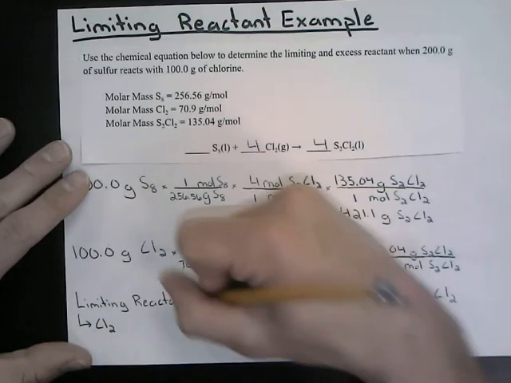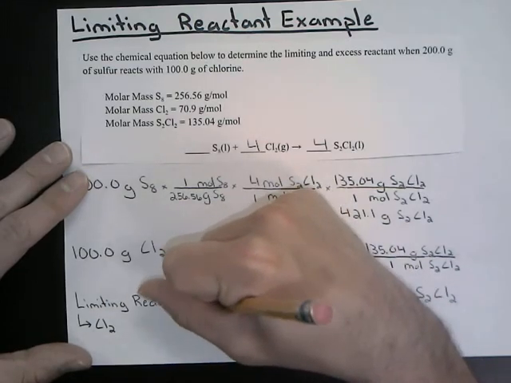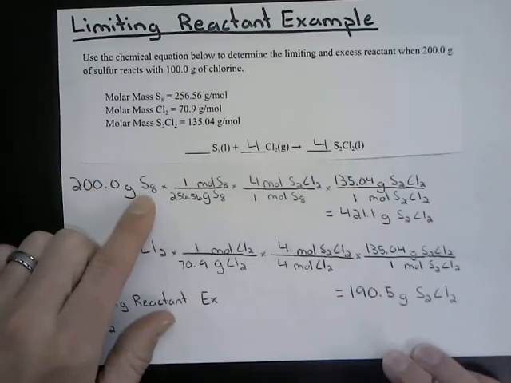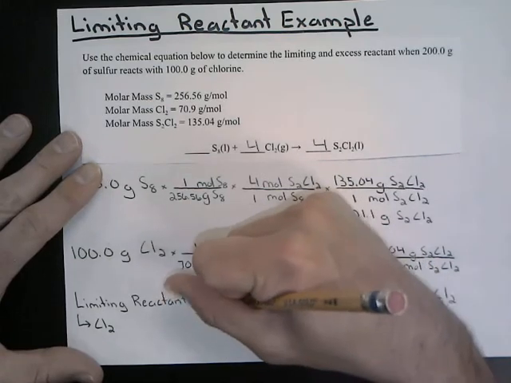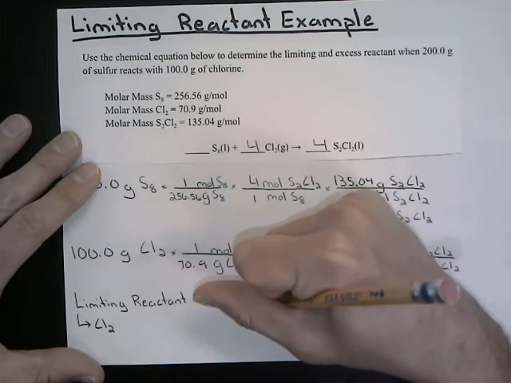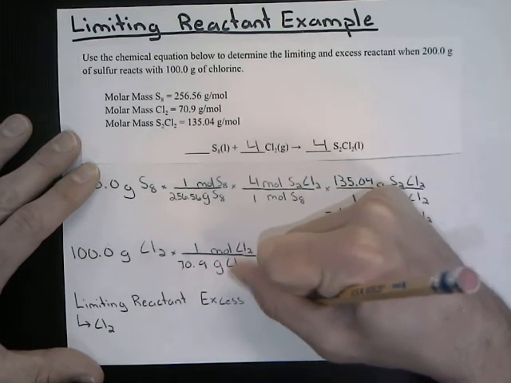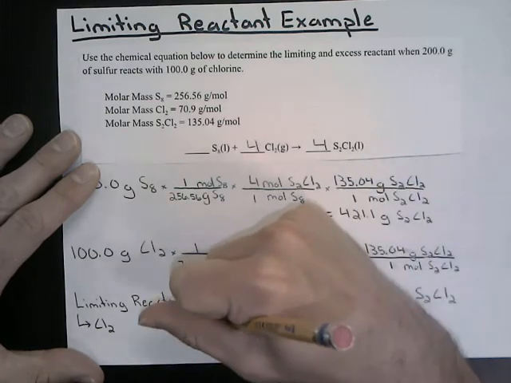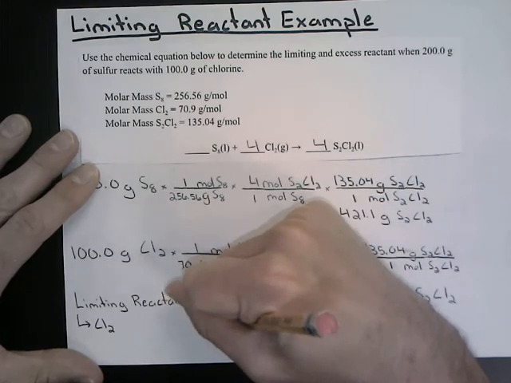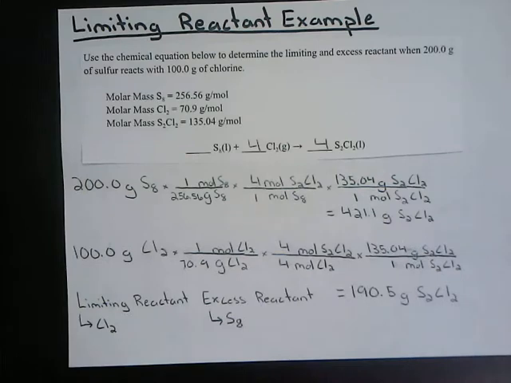This means that our excess reactant is the other substance, which is S8 in this case. So our excess reactant is S8, our sulfur, okay? And now we can determine how much product was produced.